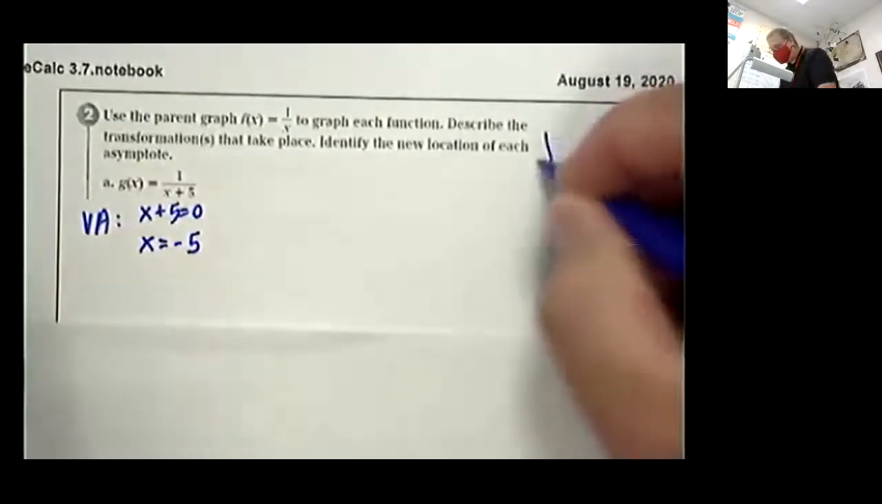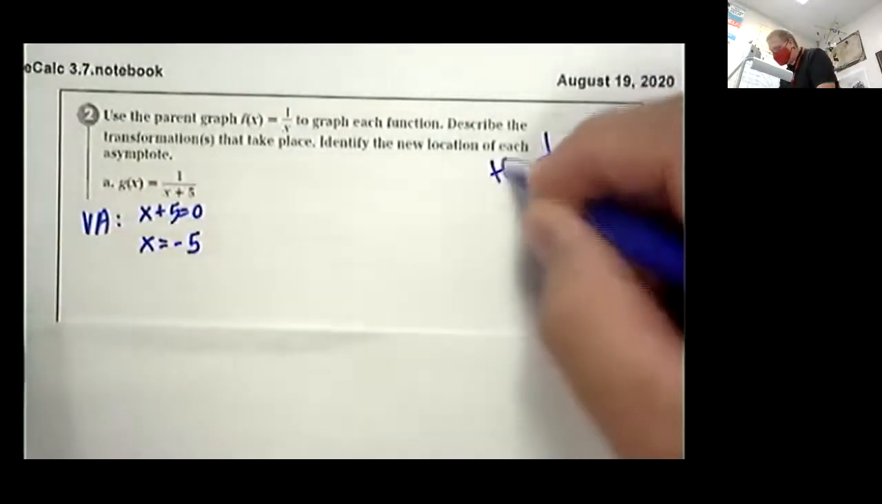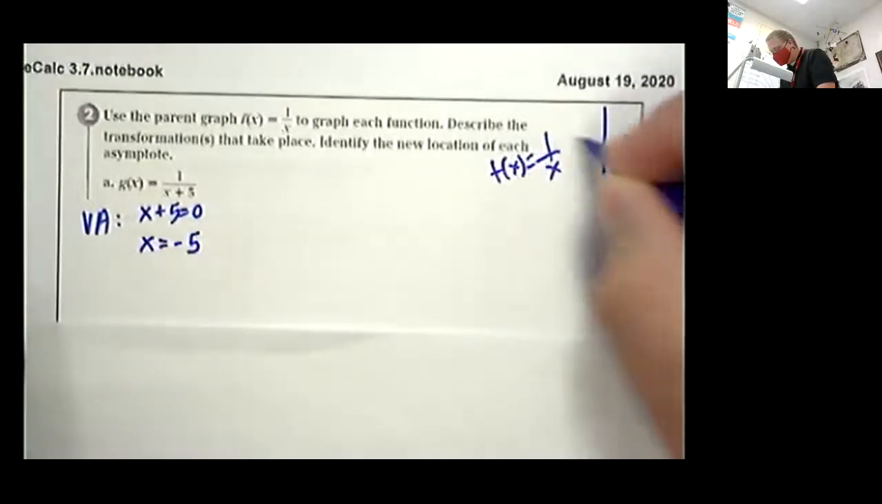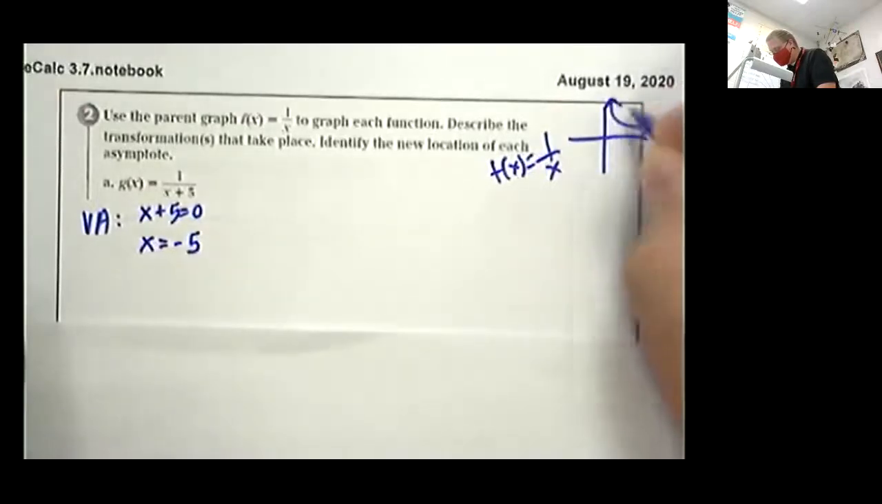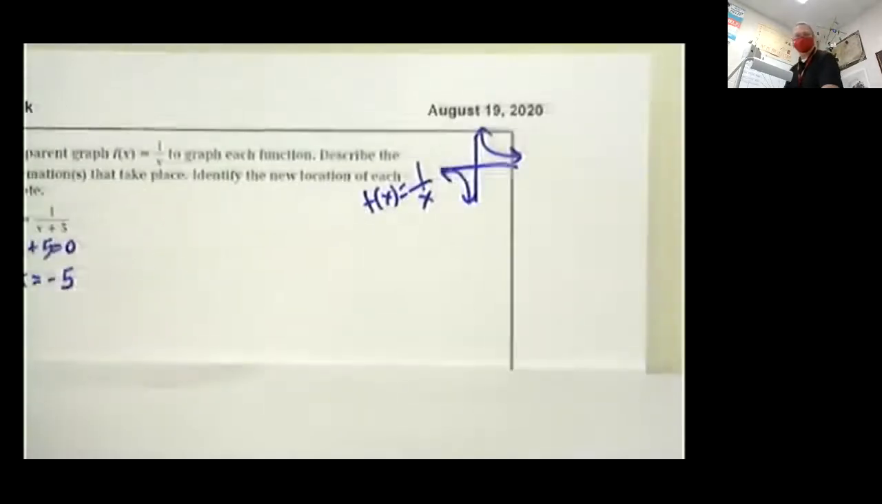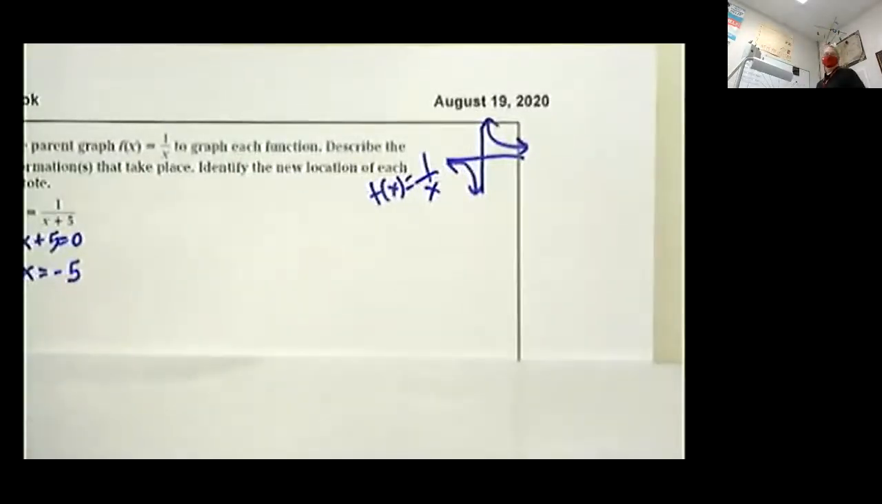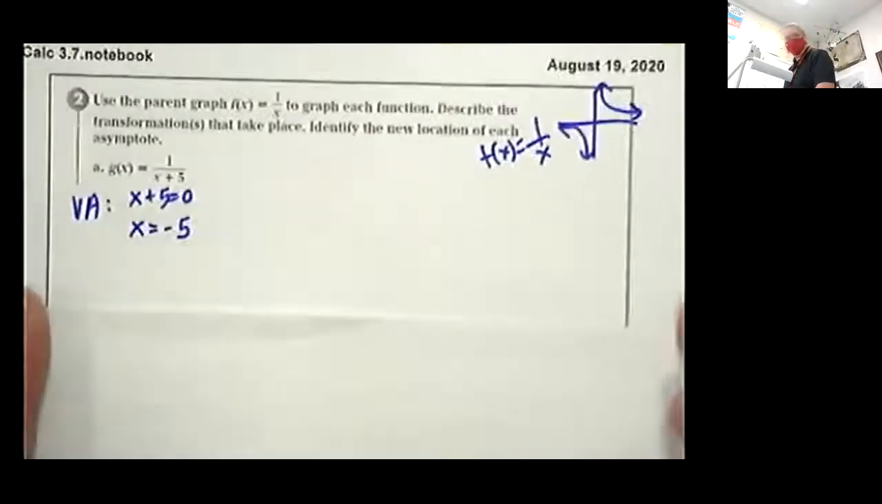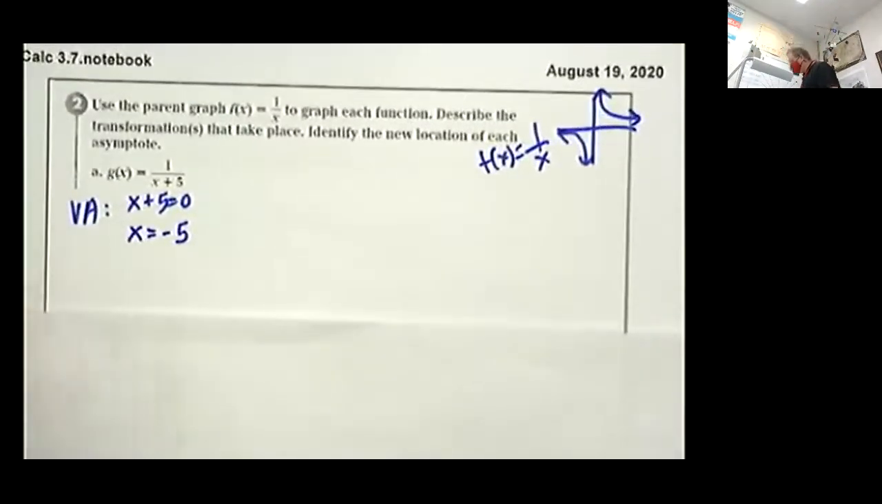Also recall our original graph, f of x is 1 over x. That's the graph that uses the axes as the asymptotes, and I just realized that's covered by my photo. So that's our parent function. So what happened here with our graph?